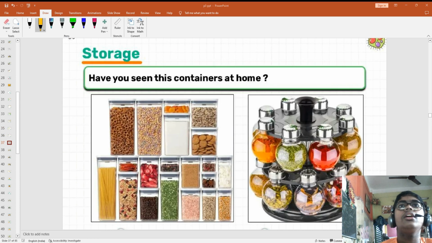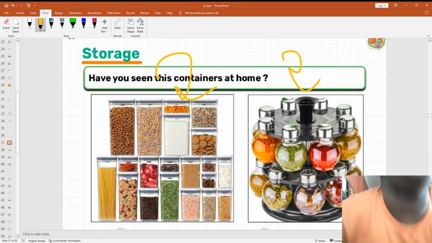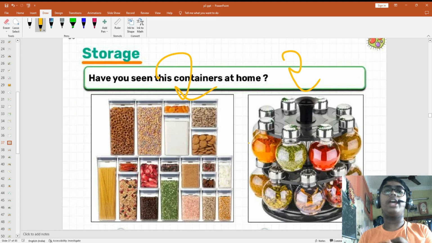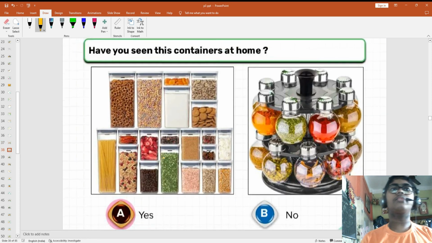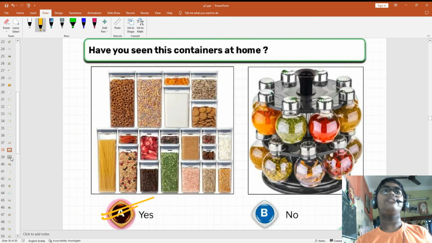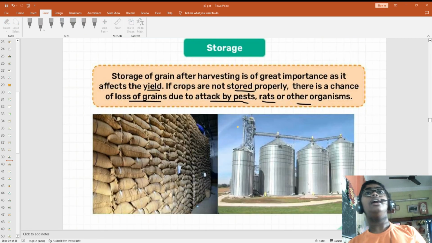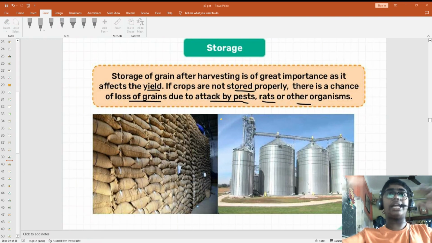Have you seen these containers at home, where things are stored? Mothers do this in your kitchen. Have you seen? Yes, like that. You have seen that they store the masalas and the vegetables. Like that, the grains also need to be stored.